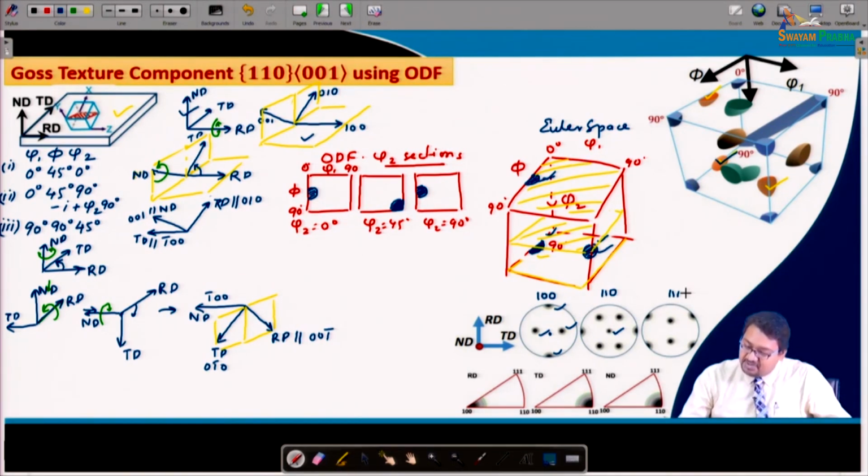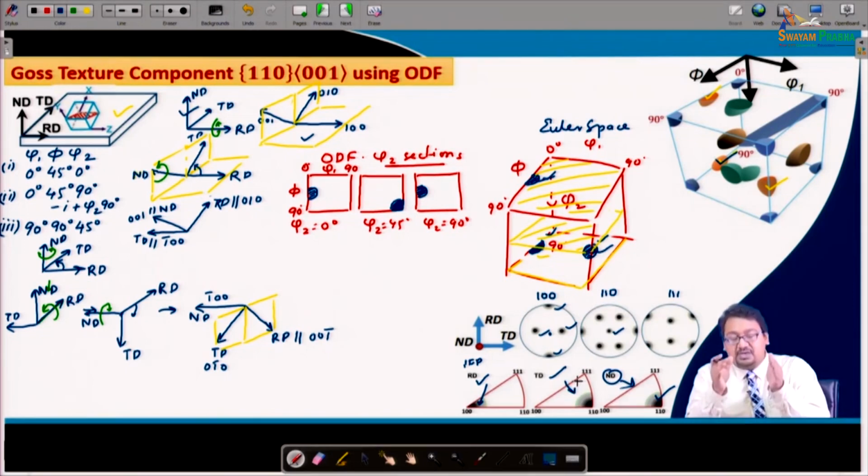At the same time, one can observe the inverse pole figures, and as the Gauss texture component has 110 parallel to the normal direction, that is, the 110 axis parallel to the normal direction, you can see its position here at 110 in the ND inverse pole figure. On the other hand, if we look at the rolling direction, which is 001, the RD inverse pole figure shows its position here, and then a cross product of 110 cross 001 gives the position of TD, which is here.